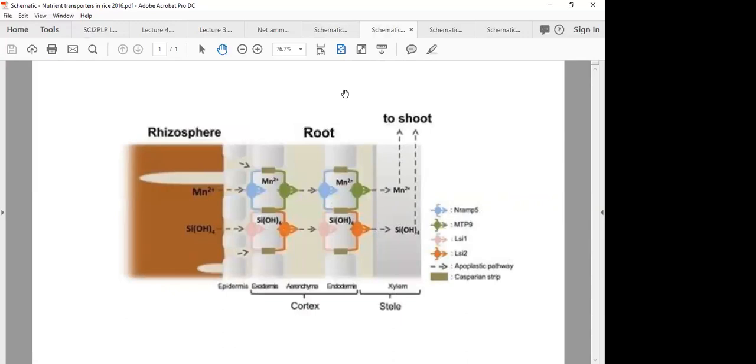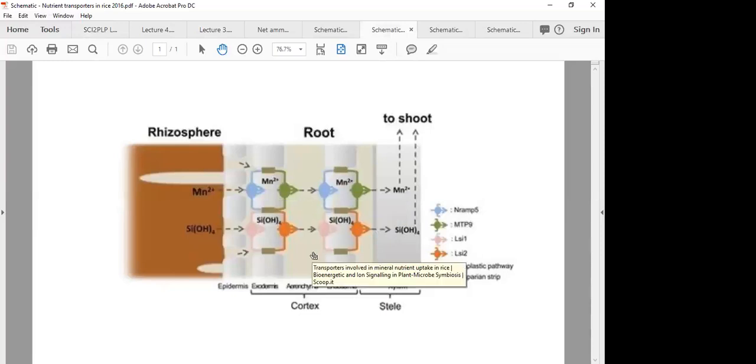And this is a schematic of some nutrient transporters that were studied in rice, in roots of rice. So you can see here they're concentrating on manganese and silicon. And they isolated and categorized these transporters that were specific for these particular nutrients.